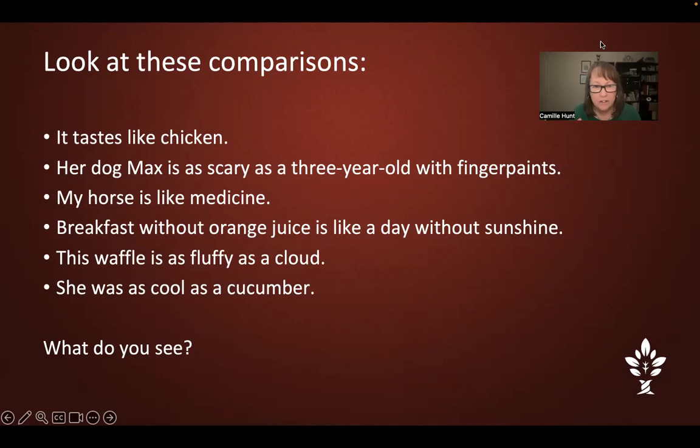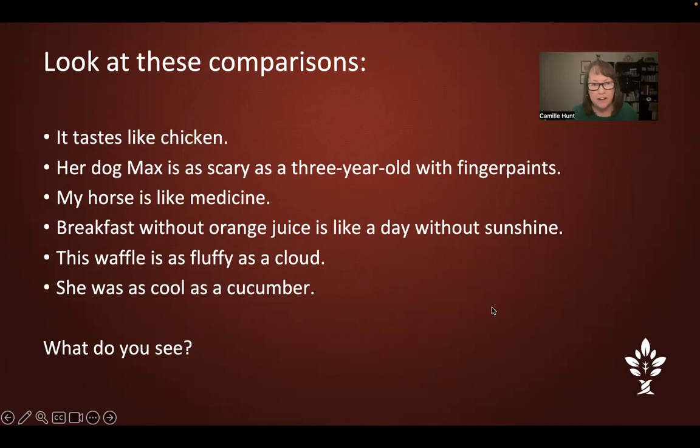The breakfast and the day are different. Orange juice and sunshine are different, but they both make us happy, I think is what the ad implies. The waffle and the cloud are different, but they're both fluffy. They're different kinds of things, but they're both fluffy. They share that trait of being fluffy. So the girl and the cucumber are different in kind. One's a human and one's a vegetable, but they share a trait. They're both cool, which means something different for each. In the cucumber's case, it's temperature, but in hers, it might be too. She's unflappable. She's cool and calm. She's not upset and heated, right?